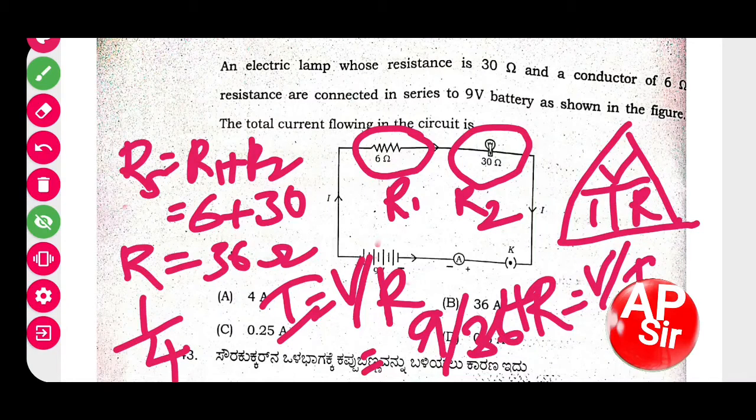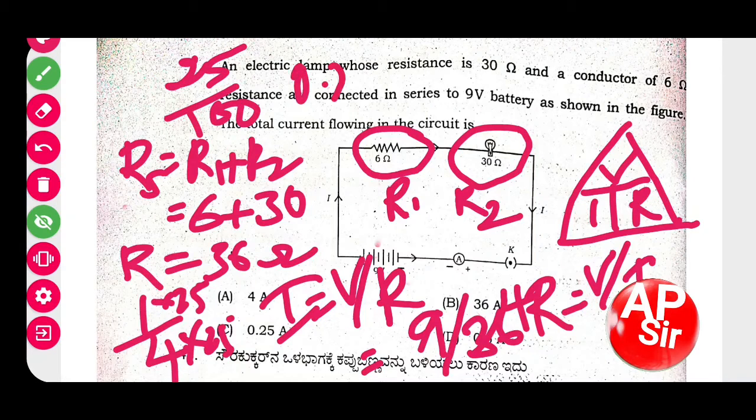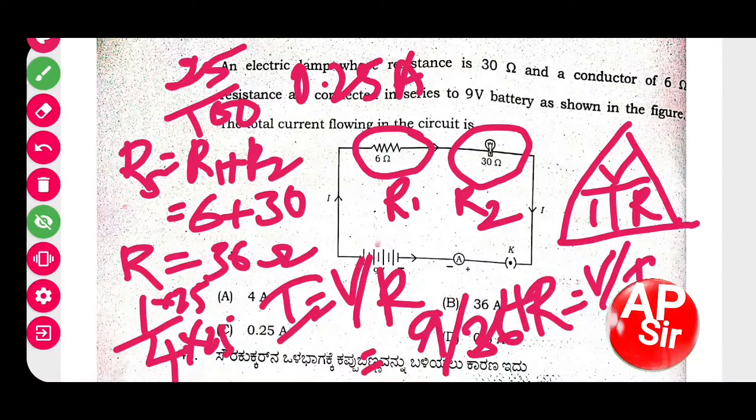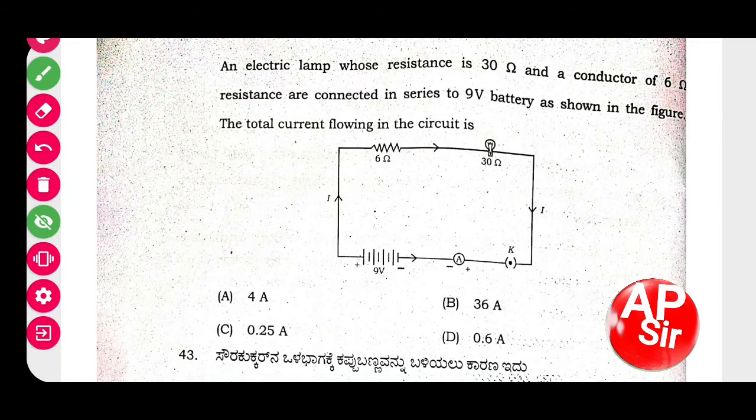1 by 4 means 4 can be converted into 100, that is 4 into 25. So we get 25 by 100, which can be written as 0.25 ampere. So our answer will be option C, that is 0.25 ampere. Okay, we'll move to the next question.